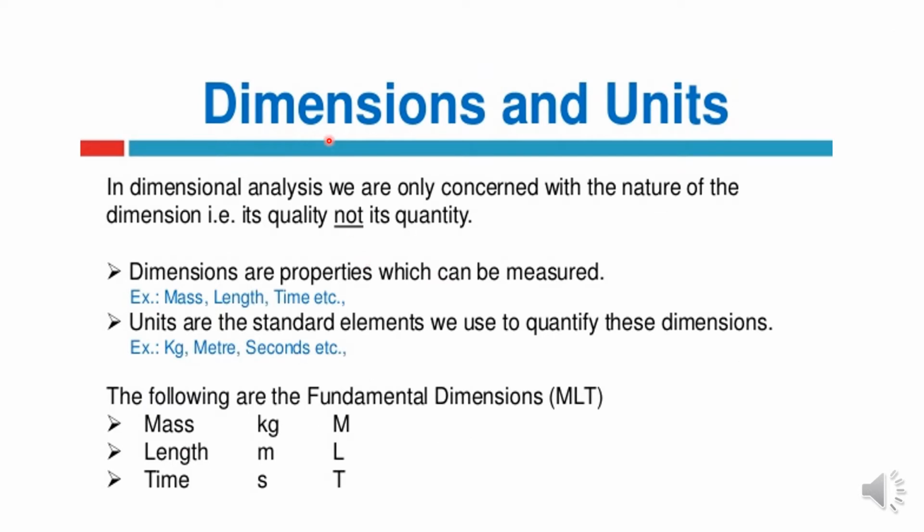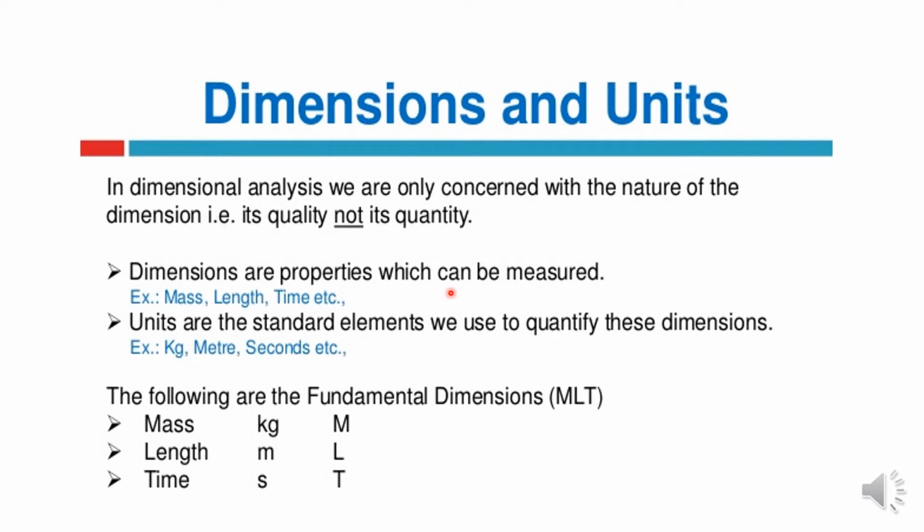In dimensional analysis, we are only concerned with the nature of the dimension, that is, its quality. We are not bothered about its quantity. For example, these are the dimensions. Dimensions are the properties which can be measured.